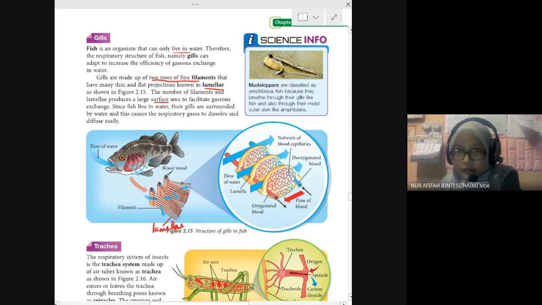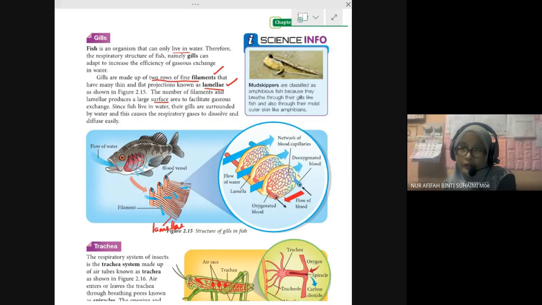Okay, can? Just understand that fish have gills. Gills consist of filaments and lamellae, and they produce a big surface area. Since it lives in water, the flow of water in between the lamellae will provide oxygen to the blood capillary.